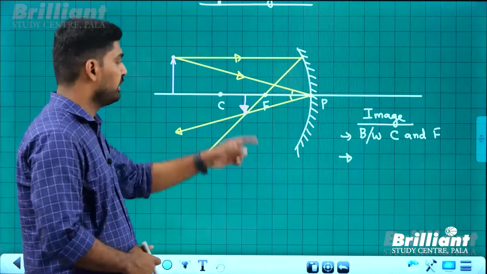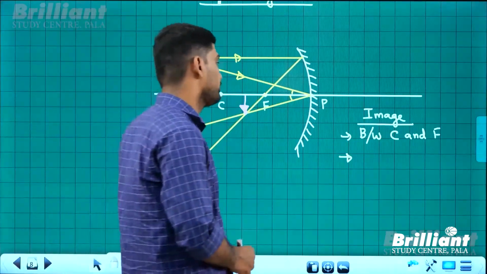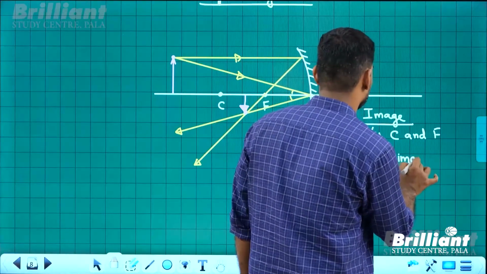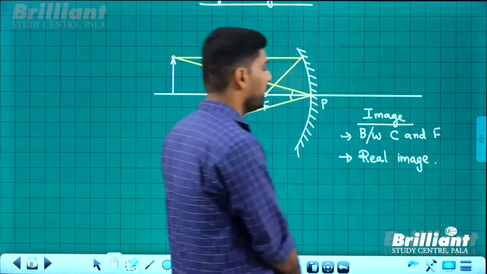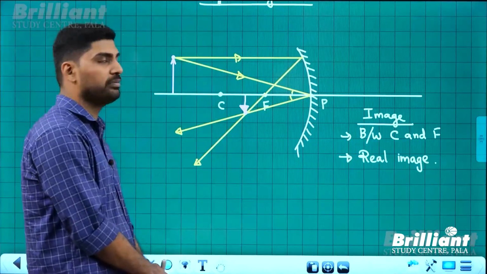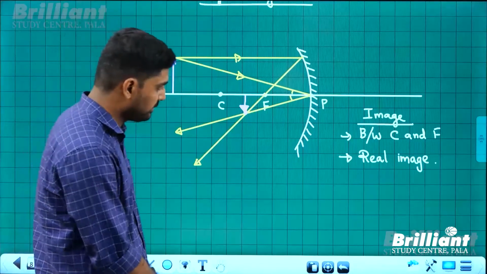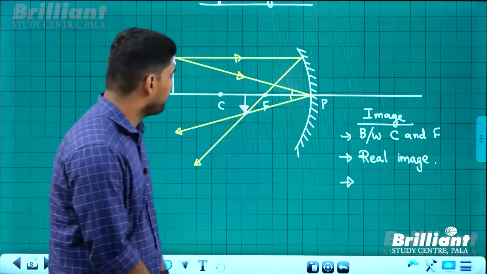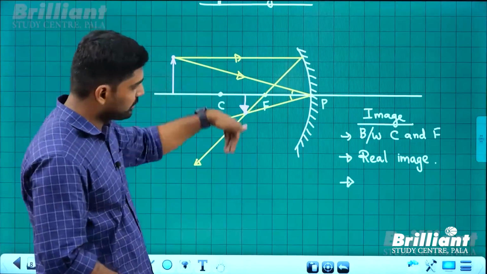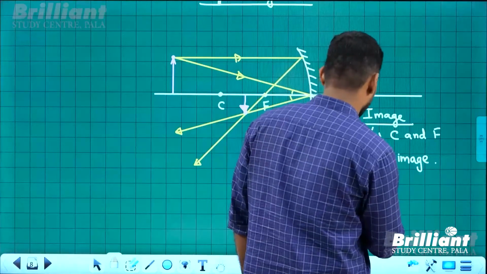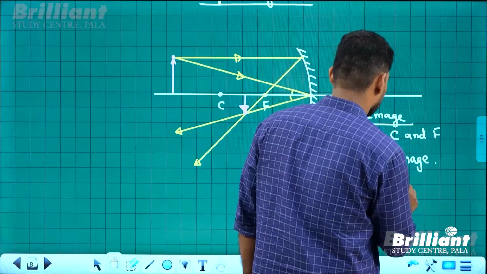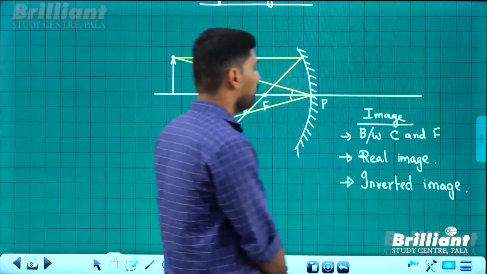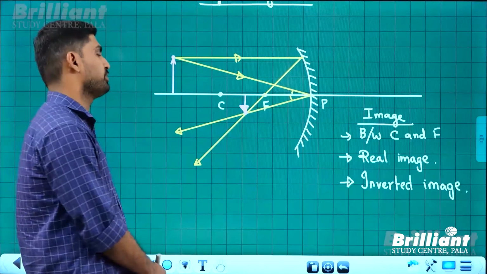And what are the other natures? The light rays are actually meeting, so it is a real image. Then what are the other properties? Next property: you can see that with respect to the object, the image is inverted. So it is an inverted image.